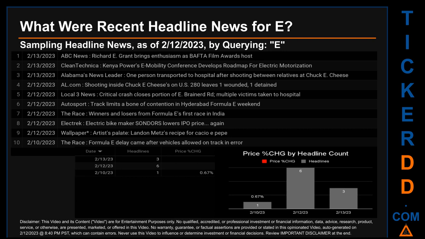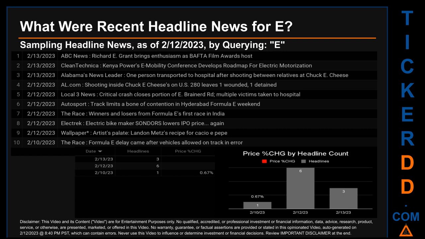Autosport published the headline that read, Track limits a bone of contention in Hyderabad Formula E weekend. The Race published the headline that read, Winners and losers from Formula E's first race in India. Electrek published the headline that read, Electric bike maker Sondors lowers IPO price. Again, Wallpaper published the headline that read, Artist's Palette, Landon Metz's recipe for cacio e pepe.